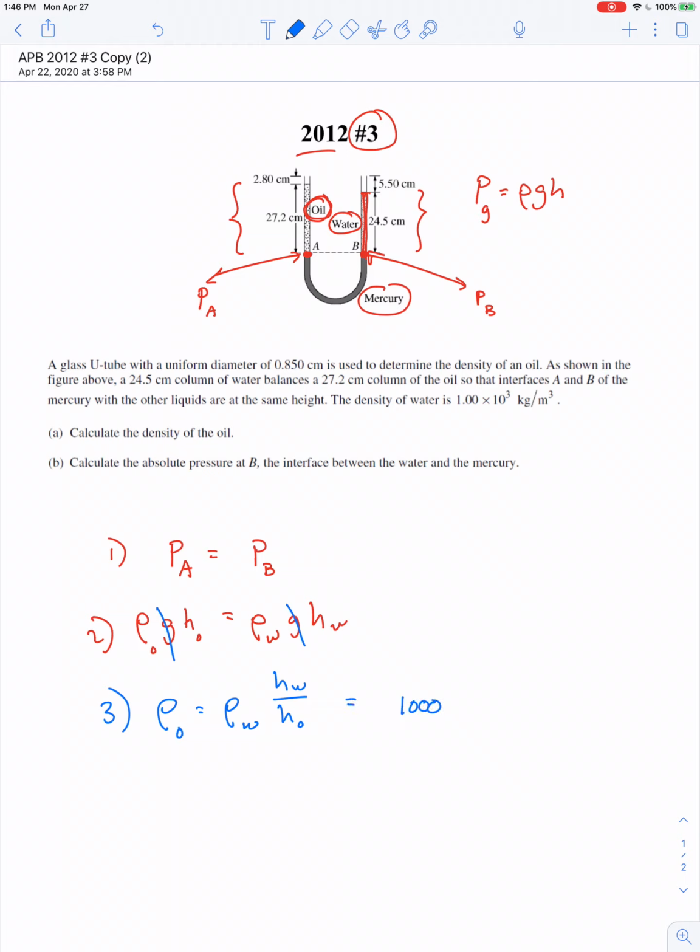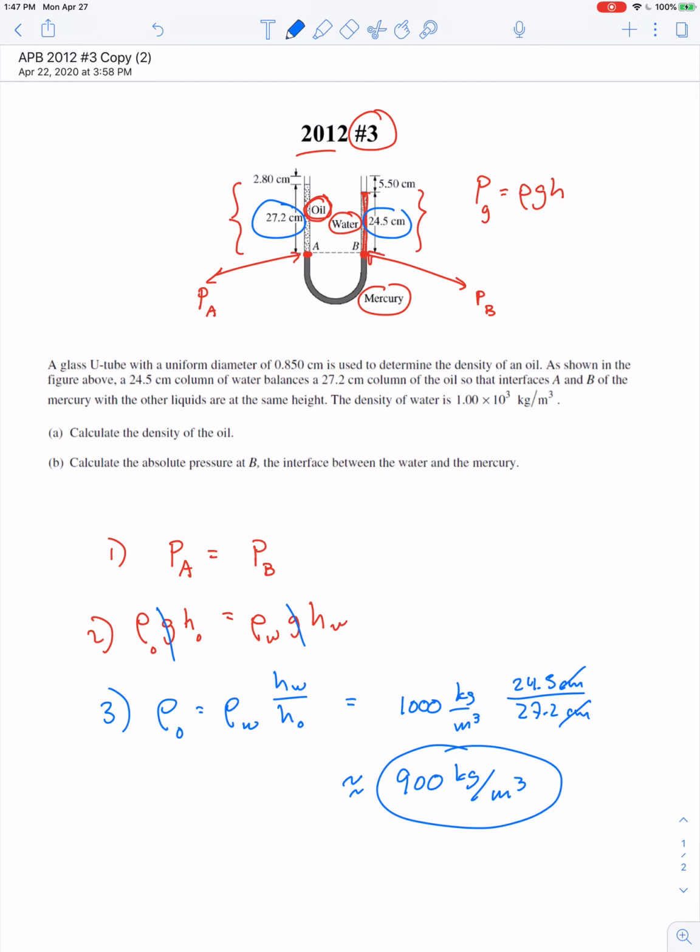So this is equal to 1,000 kilograms per cubic meter multiplied by, we just have to read what's given here. The height of the water is 24.5 centimeters and the height of the oil is 27.2. Those units cancel out. Grab a calculator and see what you get. 24.5 divided by 27.2 multiplied by 1,000 gives very nearly 900 kilograms per cubic meter. In other words, the oil is less dense than the water, which can be seen by virtue of the column of oil being taller than the column of water. Okay, so that's part A.